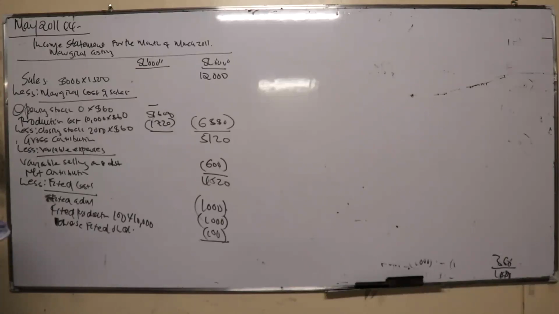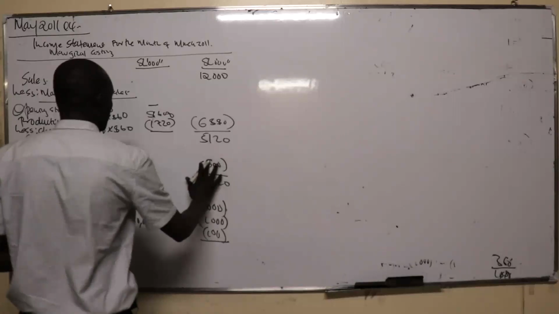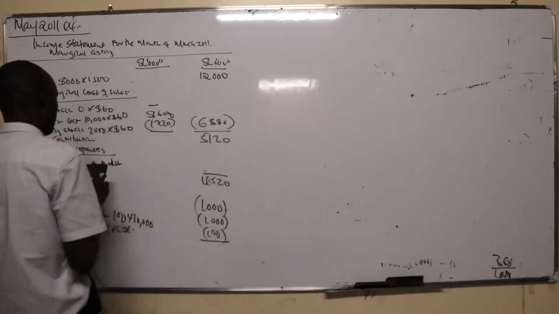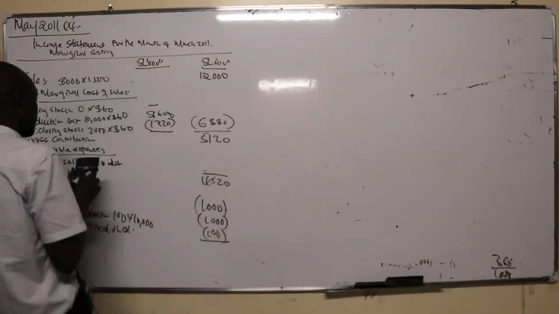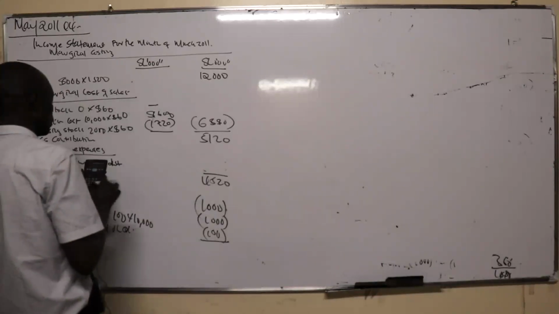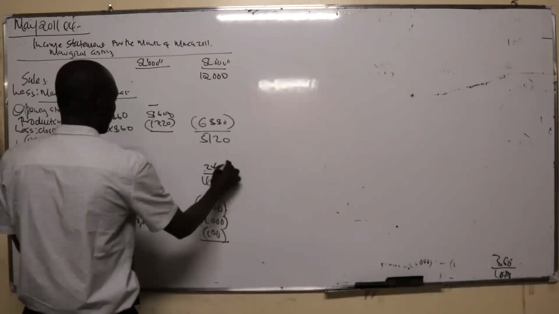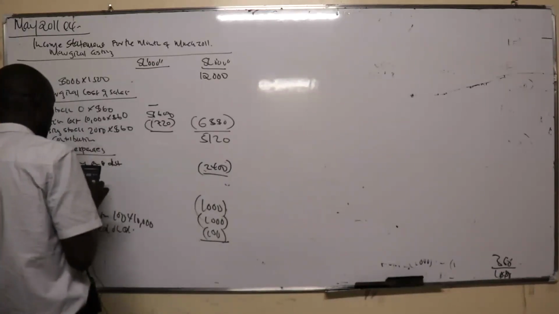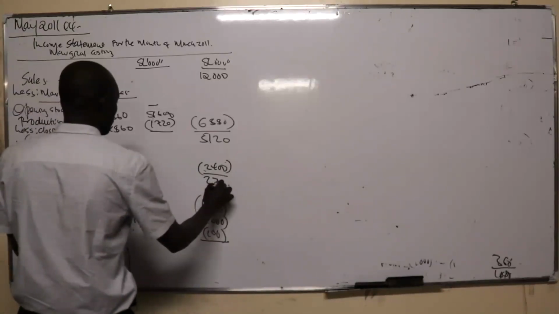Just a minute. Sorry, we had 20% of sales. This one is incorrect. This one is supposed to be fixed. So 20% of sales. 20% of sales is there. So this one is supposed to be 2,400. Sorry for that confusion. So this is 5120 minus this. So this one is supposed to be 2720.